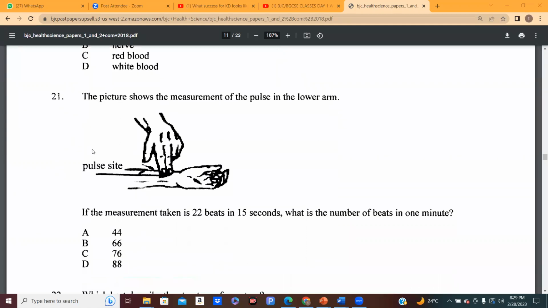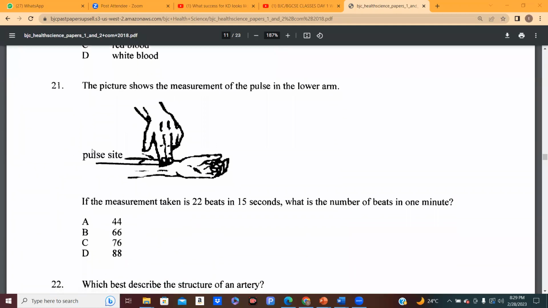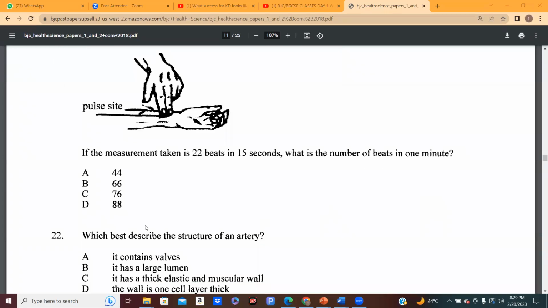And number 21, this is for Alexandria. The picture shows the measurement of the pulse in the lower arm. If the measurement taken is 22 beats in 15 seconds, what is the number of beats in a minute? D. D, 88. Very good. Because we're gonna times it.